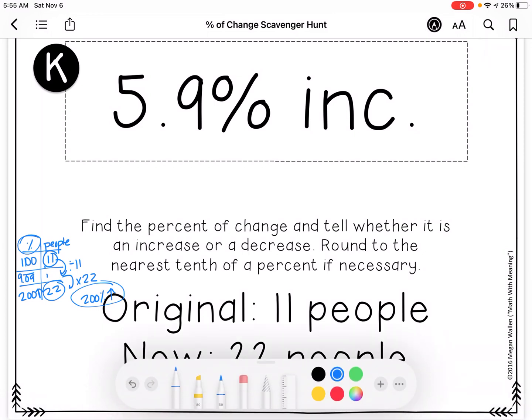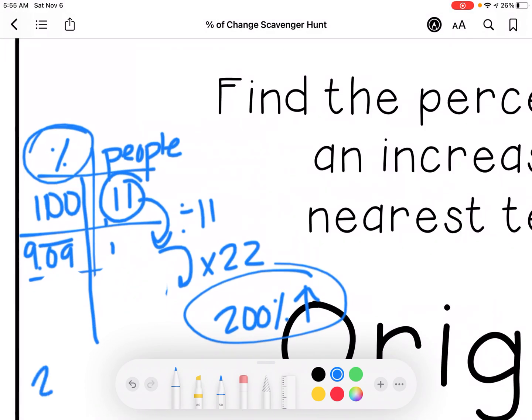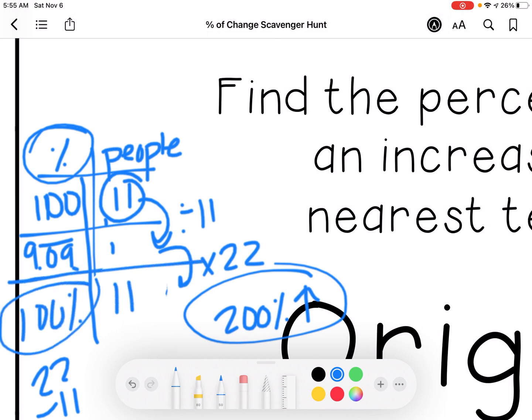Oh, wait, I did this one wrong, because I didn't find the difference. So 22 minus 11 is 11. So it's a 100% increase.